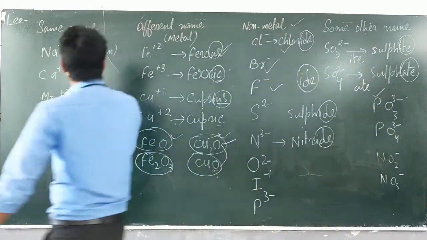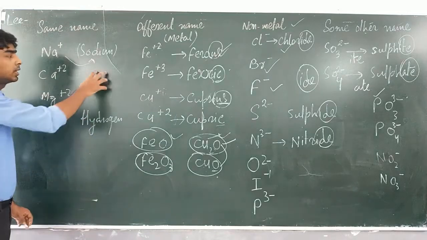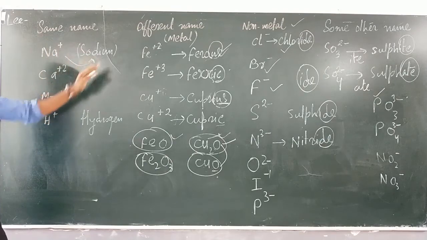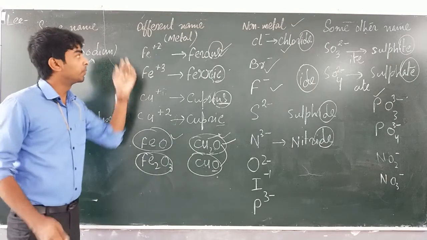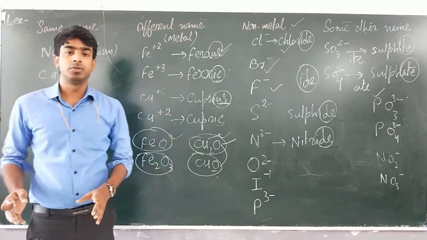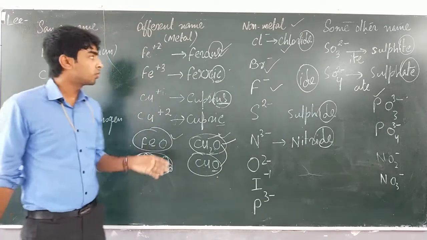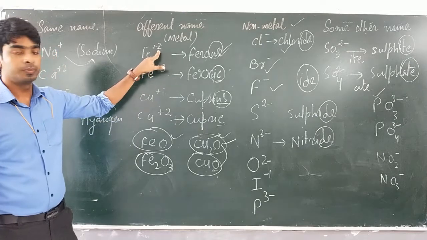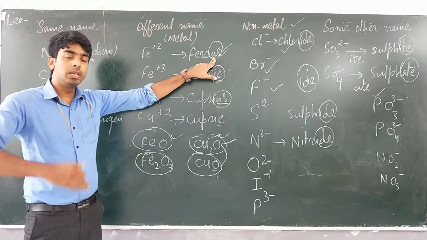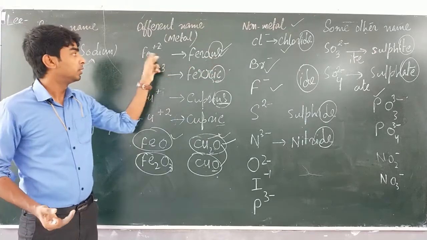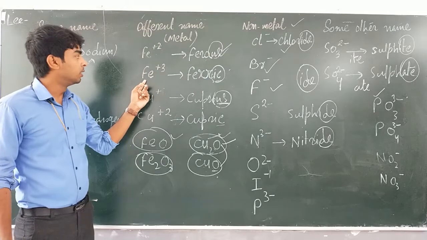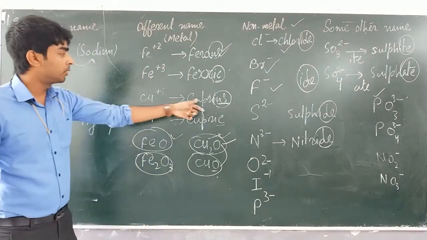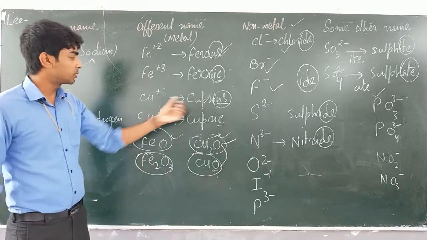Okay. So first, some elements, some metals, always keep the same name as the element, like sodium, calcium, magnesium, hydrogen. Their radicals also have the same name. But there are some elements whose valency changes, and the radical names also become different from the element. So if it is +2, then it will be ferrous. When it has the least number of charge, we apply OUS, and when there is the maximum number of charge, we apply IC: ferric, cuprous, cupric.